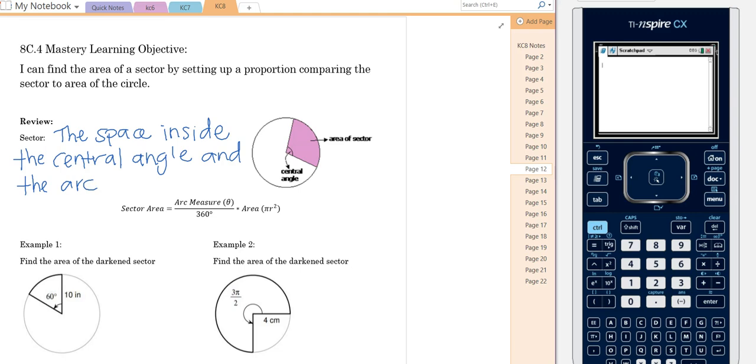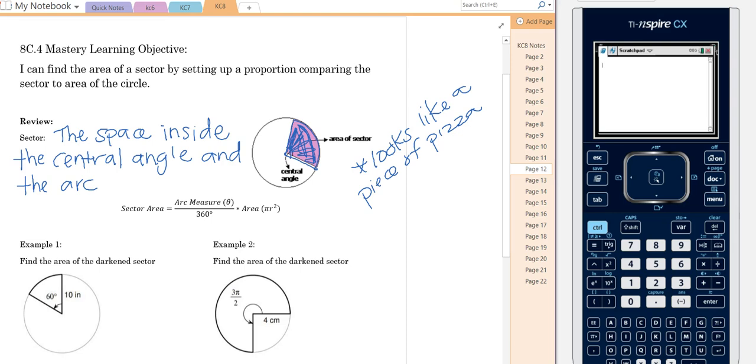So if we look here at the sector, we see that we have a radius, and a radius, so two of them, you say radii, creates this central angle. Our sector is all this shaded region here until we get to that arc, right? So all of this is shaded in. We're trying to find the area of that. Kind of looks like a pizza slice. So you're trying to find the area of that little slice of pizza.